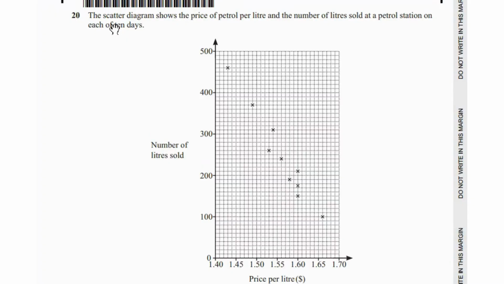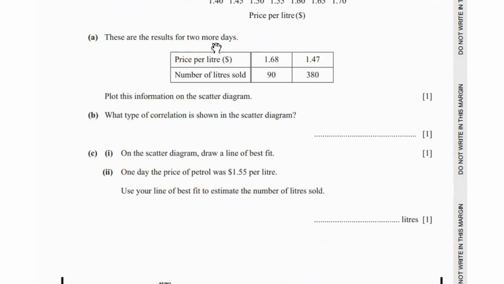64 out of 100. Then it says the scatter diagram shows the price of petrol per liter and the number of liters sold at a petrol station on each of 10 days. These are the results for 2 more days. Plot this information on the scatter diagram and then what type of correlation is shown in the scatter diagram.